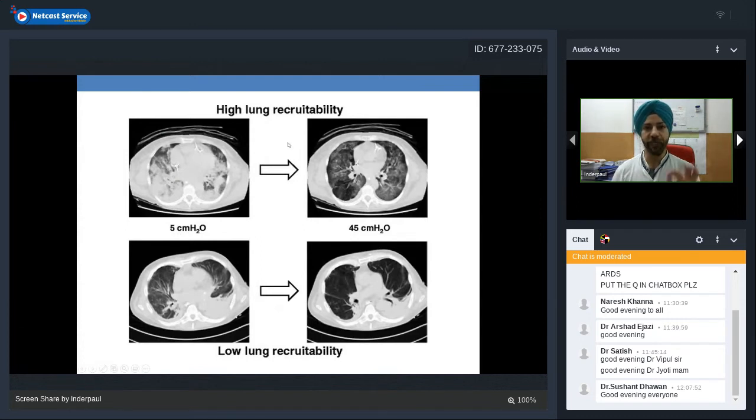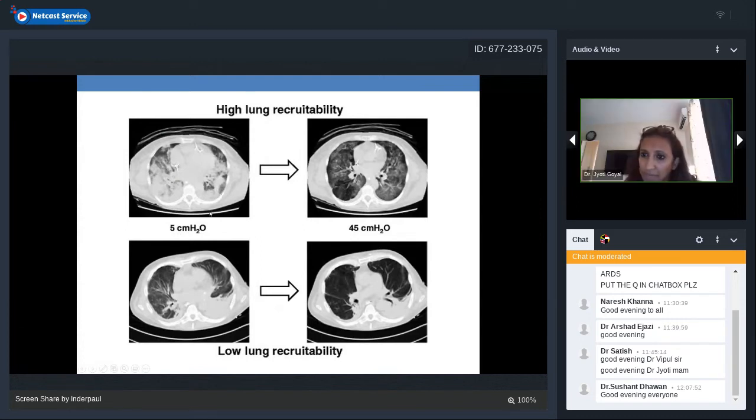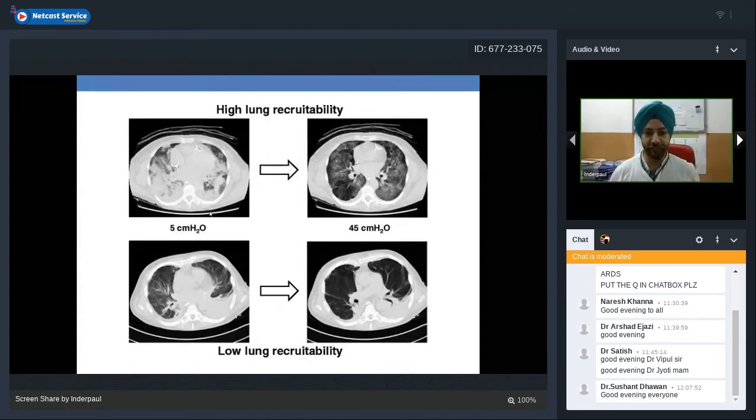Okay, but the concept is, the more severe the disease, the more recruitable the lung, the more the damage. But you definitely want to open up these collapsed alveoli. Why? I will show you in the subsequent slides.